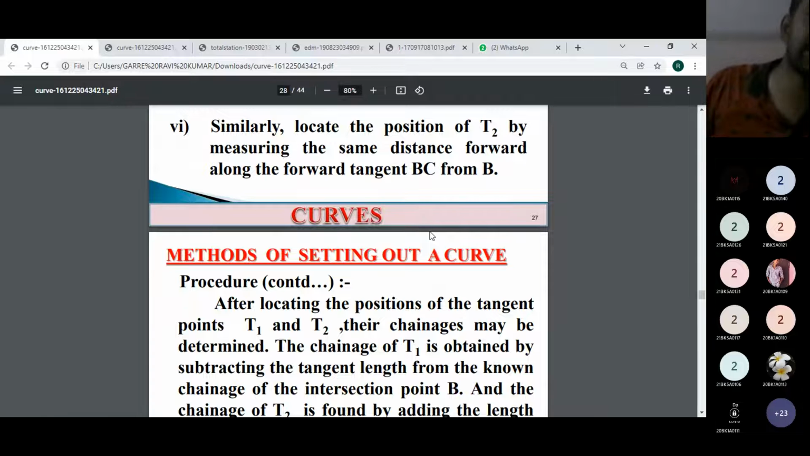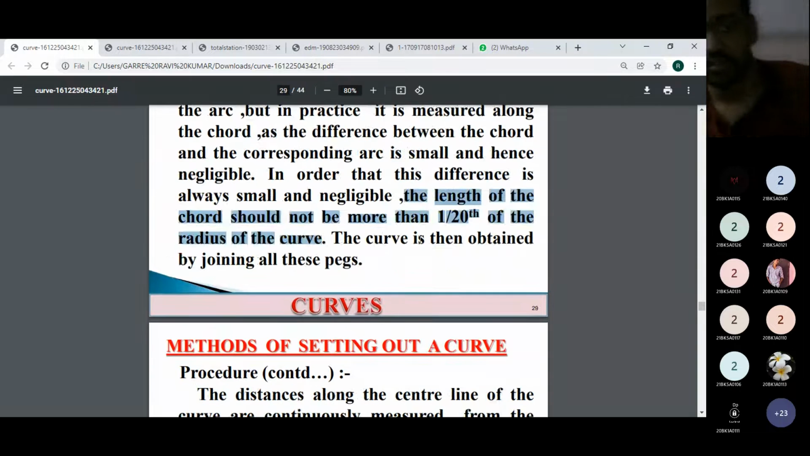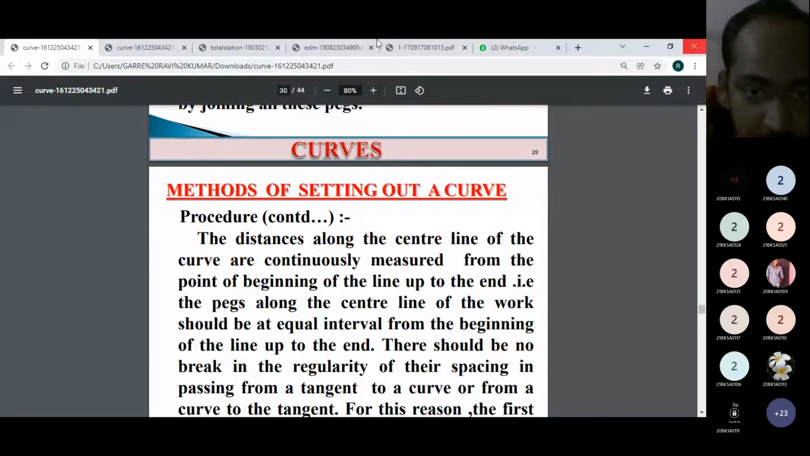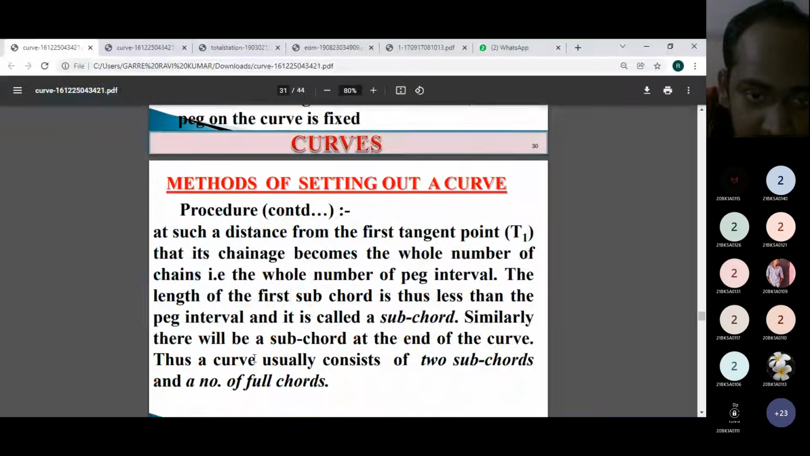Then if you draw a straight line from t1 to t2, it will be the long chord, and the length of long chord can be determined by using the chain or tape. So that's all. This is the setting out of a curve by using the Rankine's method. Understand now?